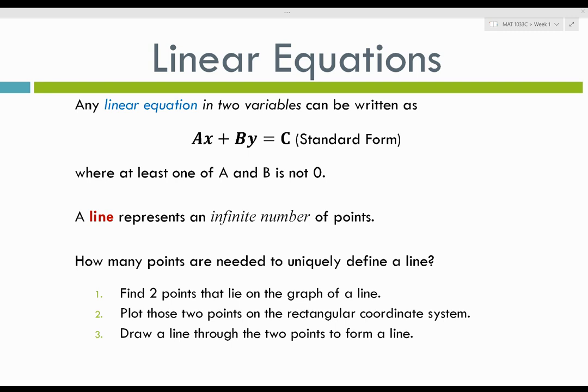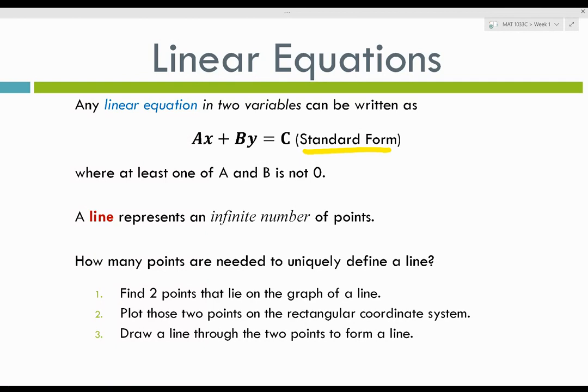All right, you guys, let's continue our discussion about linear equations. So remember, any linear equation in two variables can be written as ax plus by equals c. We call this form standard form, okay? And it says where at least one of a and b is not zero, okay? So anytime your equation is written in that form, ax plus by equals c, we call that standard form.